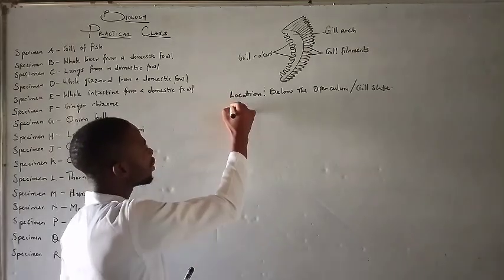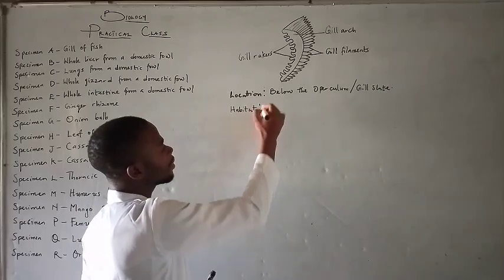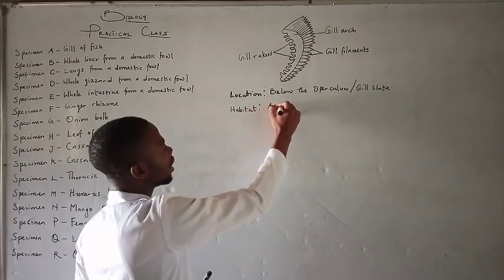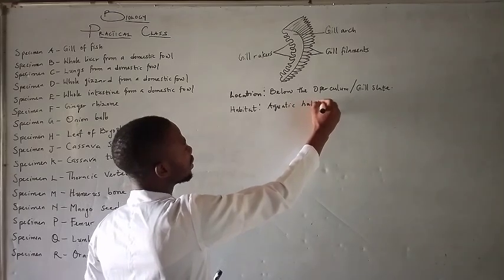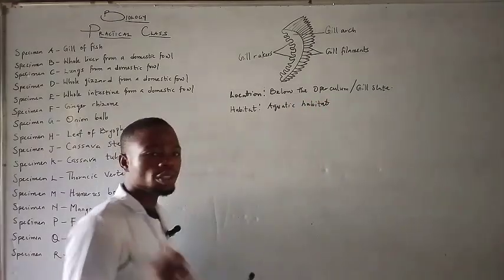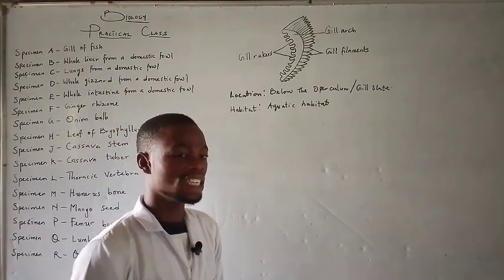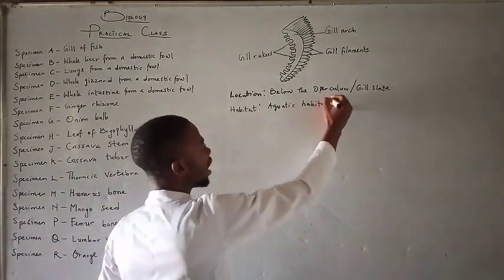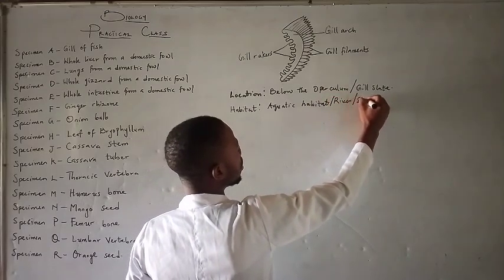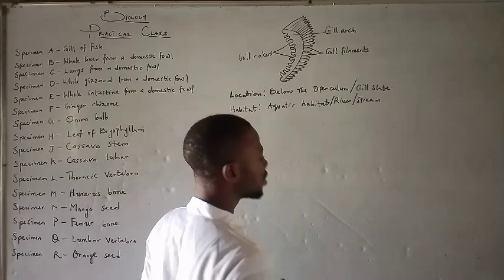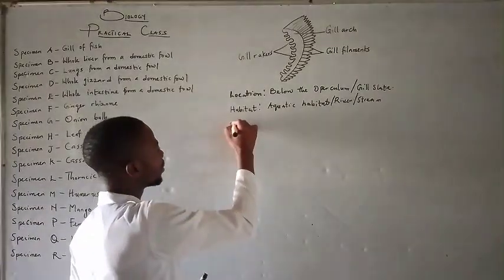The second thing we are considering is the habitat of the specimen. The habitat is aquatic habitat. But don't just write aquatic habitat. You have to give examples of aquatic habitat. So you can write river, you can write stream, etc.